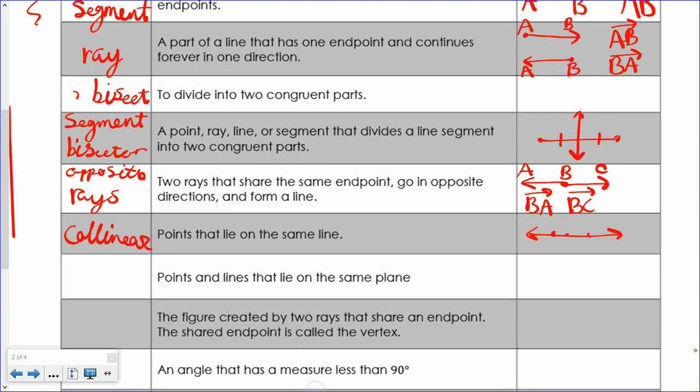If I put a point here, would that be collinear? No. Okay, we don't want that one. They all have to be on the same line.